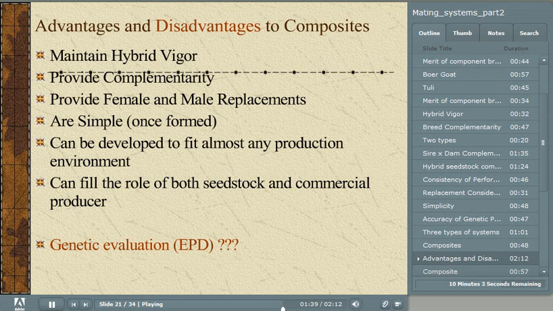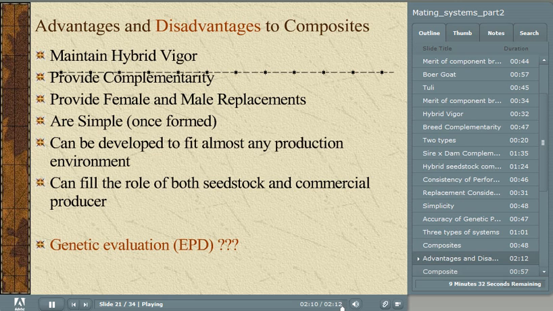And then finally, an advantage to composites is that they can fill the role of both seed stock and commercial producer. So you can develop a composite, act like a commercial producer, or act like a seed stock producer. The issue with composites typically is the availability of EPD or the results of a genetic evaluation. And as I pointed out in a previous slide, this disadvantage to composites is disappearing with better computing systems and databases that are accepting crossbred data.